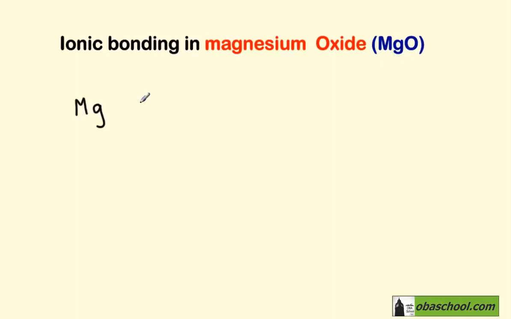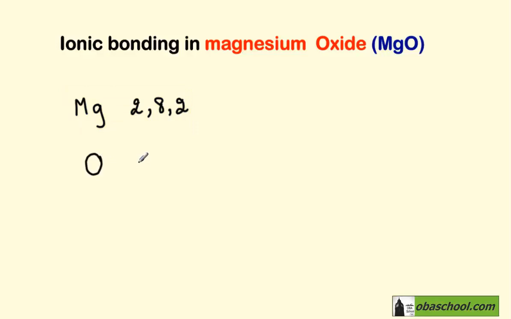There they are, magnesium, Mg. Magnesium has 12 electrons, and therefore the electron configuration is 2, 8, 2. So 2 electrons in the first shell, 8 electrons in the second shell, and 2 electrons in the outermost shell.